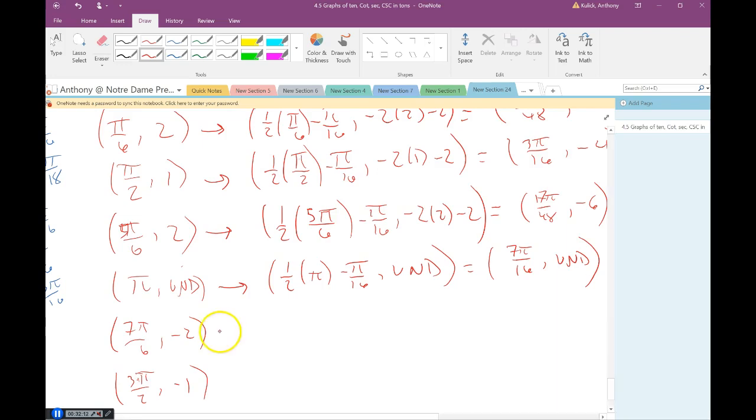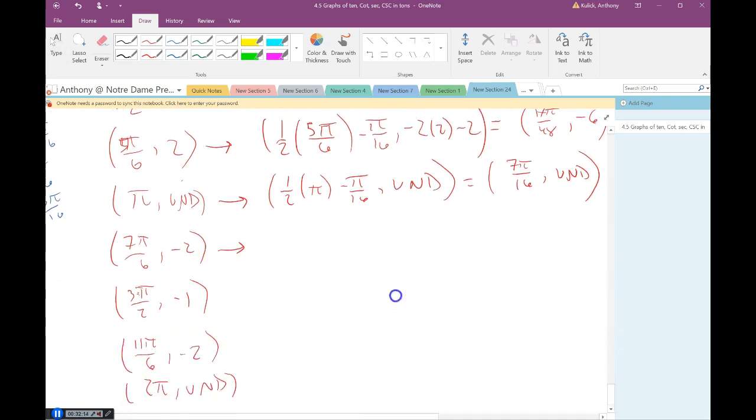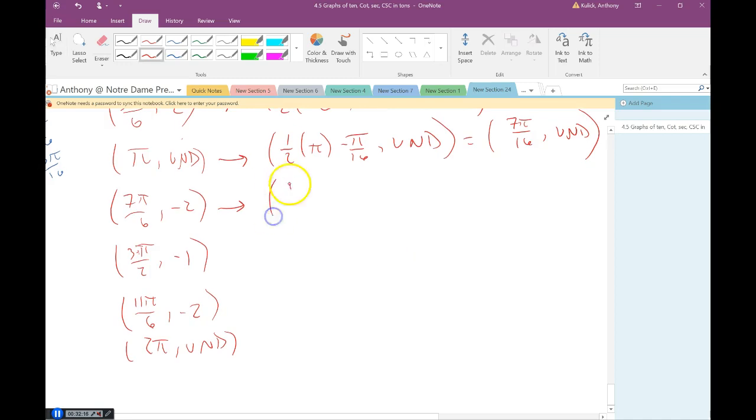Everybody okay so far? Can't believe we're only halfway done with the key points here, though. Oh my gosh, it's horrible. It is pretty bad. The cosecant and secant ones are tons of fun.